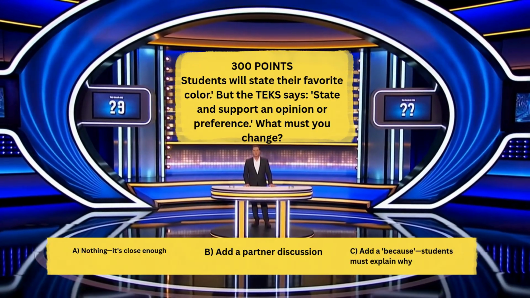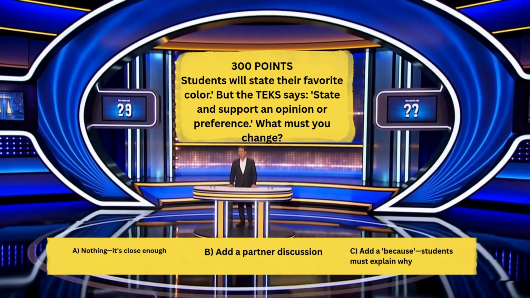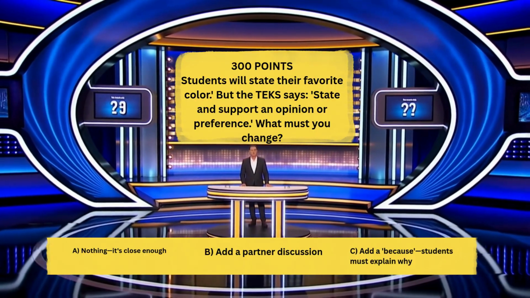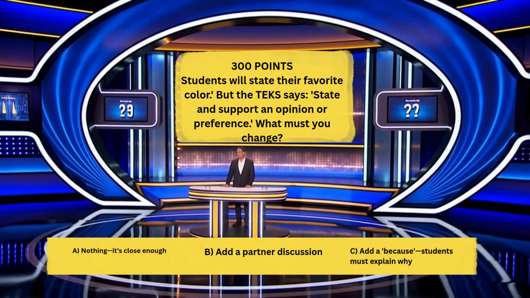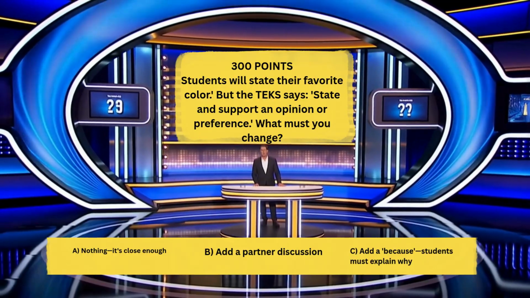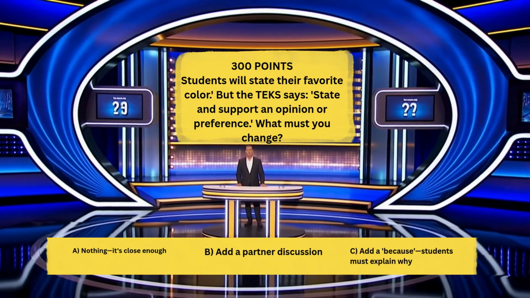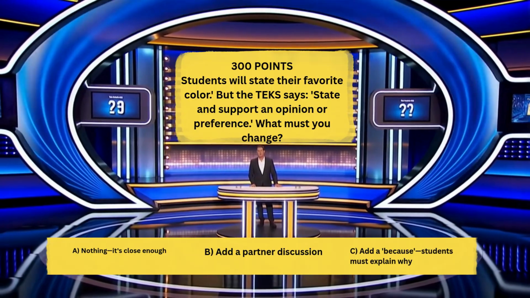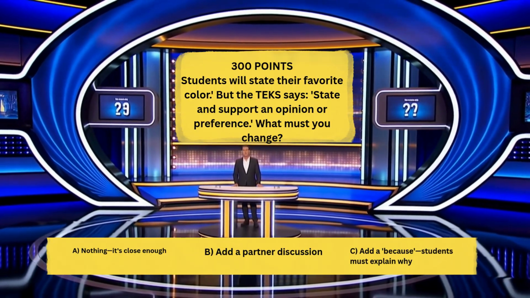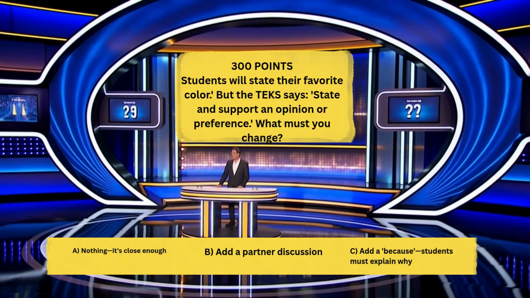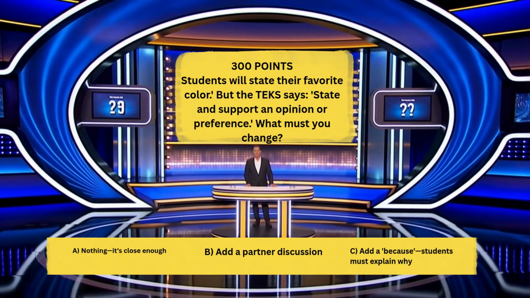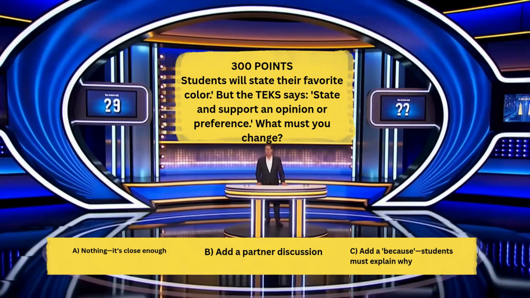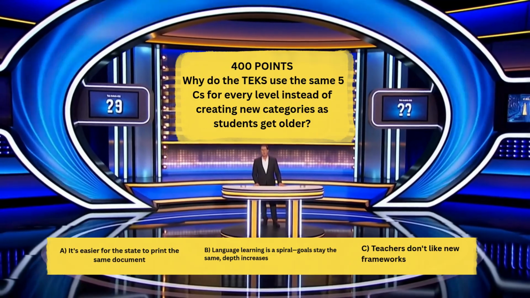The answer is C. Add a because, students must explain a why. Because the TEKS says state and support. In Texas, that and is state law. You have to do both. A simple fix: my favorite color is blue because it's the color of the sky. There you go. Easy fix. You add because. Add 300 points if you got this.